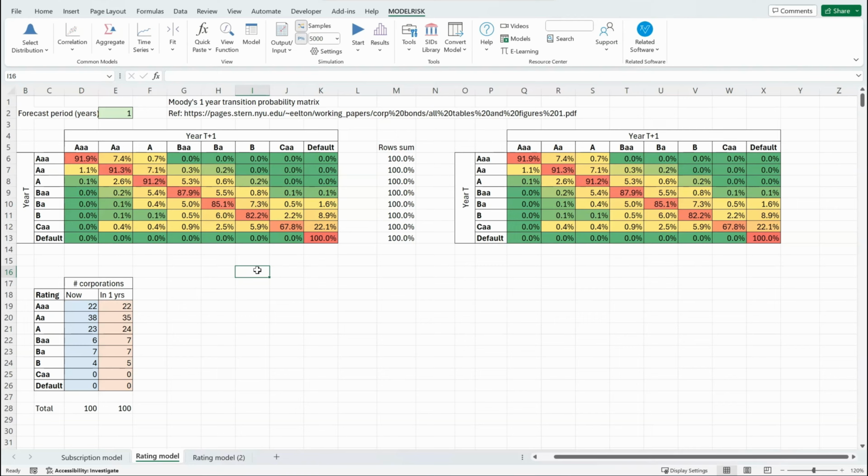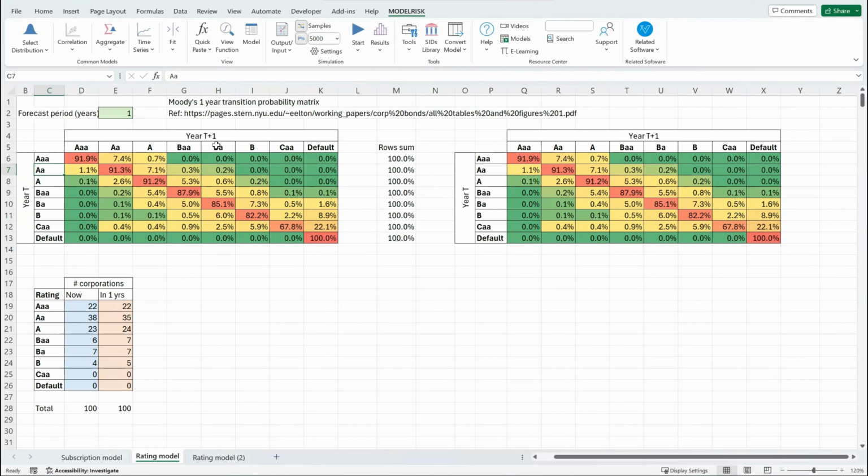The underlying concept of a Markov chain model is a transition probability matrix, of which we have an example here. The idea is that there are various different states in which an entity can exist. And we are looking at the probability that any one individual entity will transition from its current state into one of the other states in the next period.